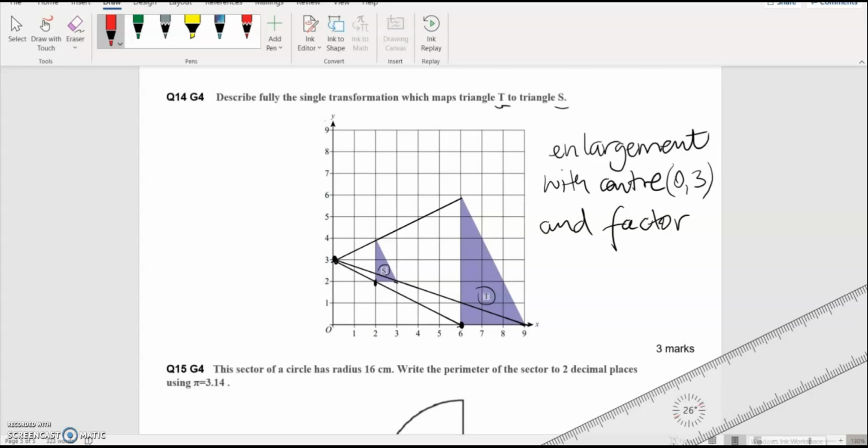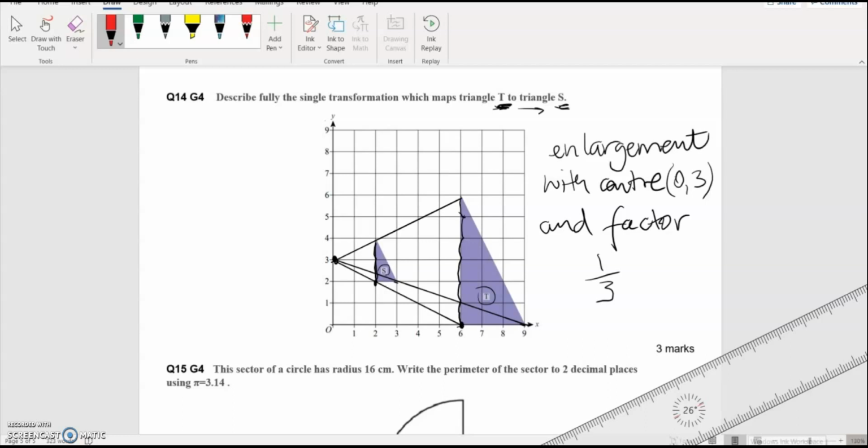So if I look at the dimensions of the first shape, because this is what we started with, which is going to go 2s. So T has 1, 2, 3, 4, 5, 6 of these squares along this side, and then similar side to that is this one, which has 1, 2. So we've gone from 6 to 2. So 2 is 1/3 of 6. So the factor of enlargement is 1/3.